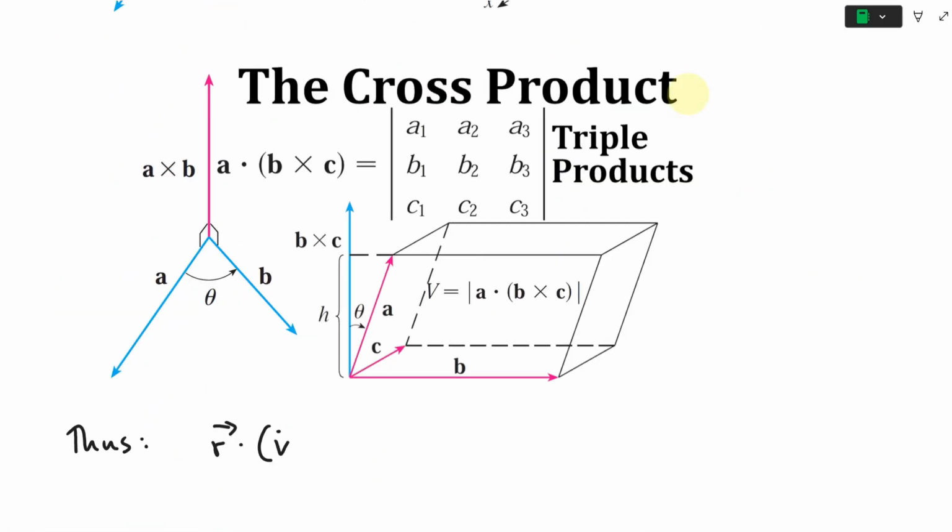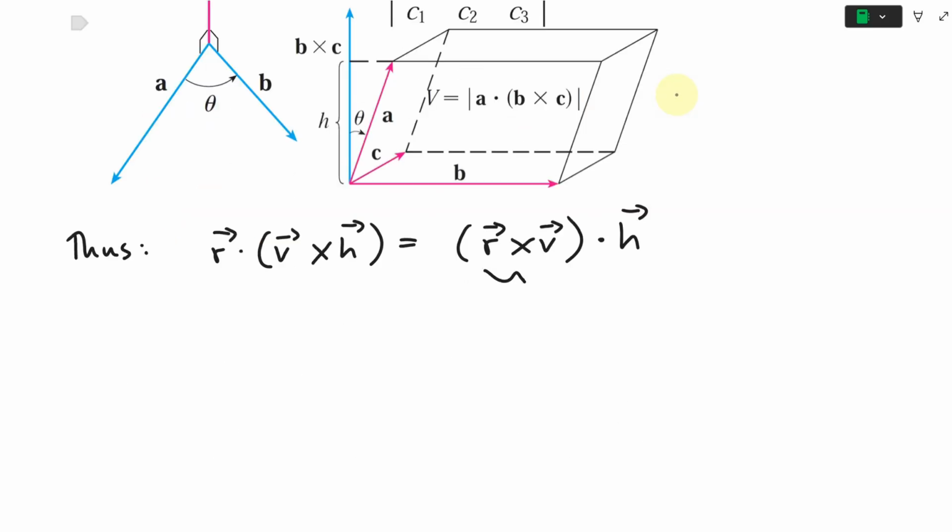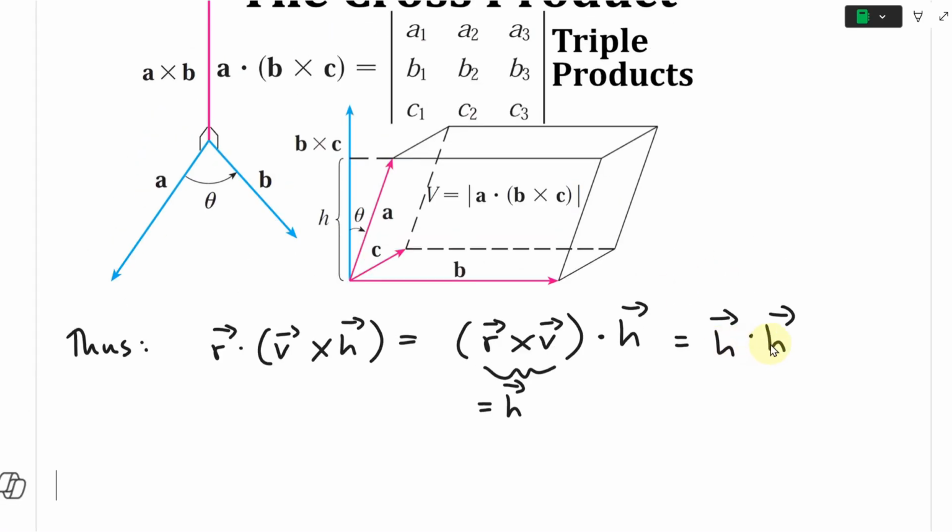V cross H equals R cross V, and then this is going to be dot H, and then we know that this is going to be, well, our H. That equals to H. So then this whole thing becomes H dot H. Alright, so that's H dot H, and again, we already know that.